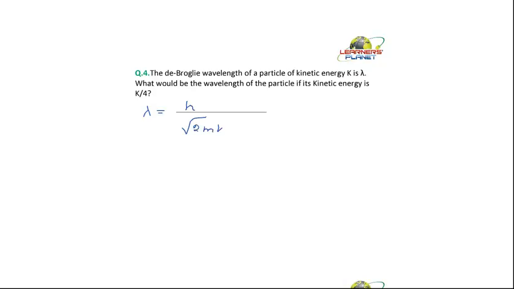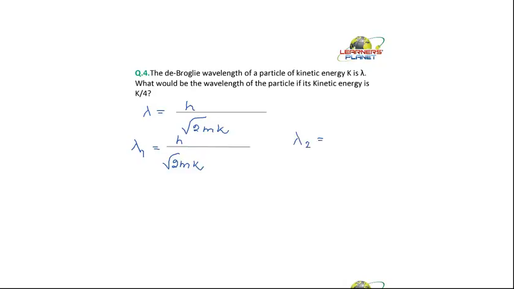square root of 2mk, that is the kinetic energy, right? So here the wavelength 1, what is the kinetic energy here, students? Just see here, the kinetic energy is k. So it would be h upon square root of 2mk.